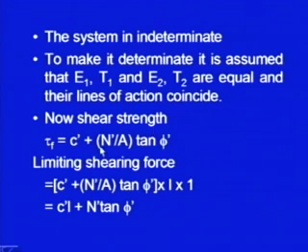Now, shear strength can be given as tau f is equal to C dash plus N dash upon A into tan of phi dash, that is, C dash plus sigma dash tan of phi dash. So, the limiting shearing force will be equal to this into area. Area is nothing but L into 1. So, the limiting shearing force will be equal to C dash L plus N dash tan of phi dash.